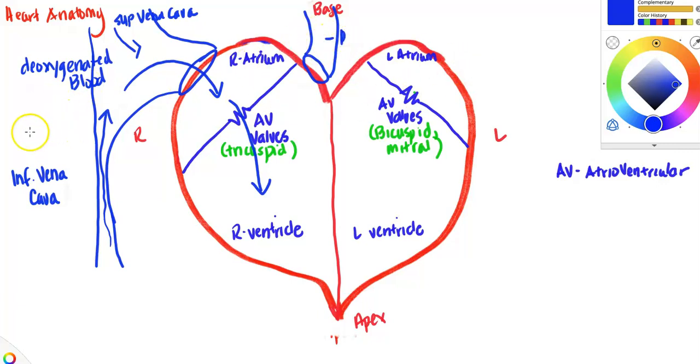I don't want to put that there. I'm going to run out of room, so give me a second. So this is the pulmonary trunk. And it will split into the right and left pulmonary arteries. So the right pulmonary artery sends blood to the right lung. The left pulmonary artery goes to the left lung. So these are going to the lungs.